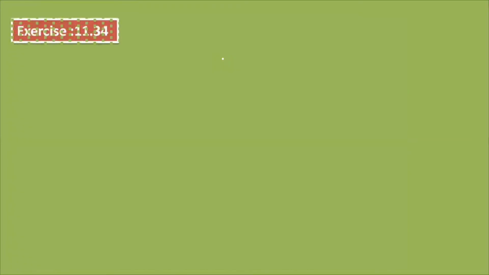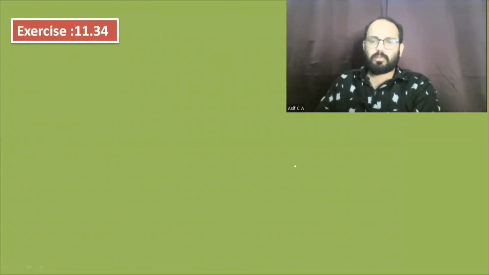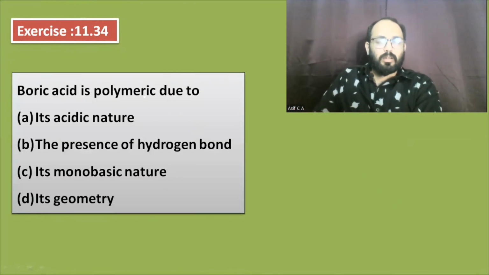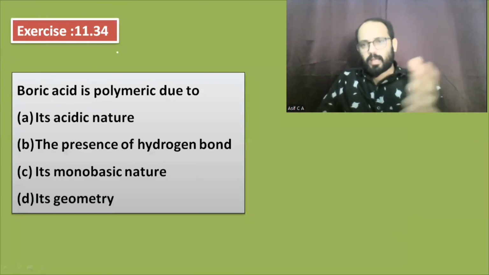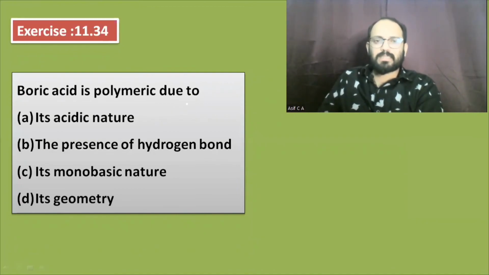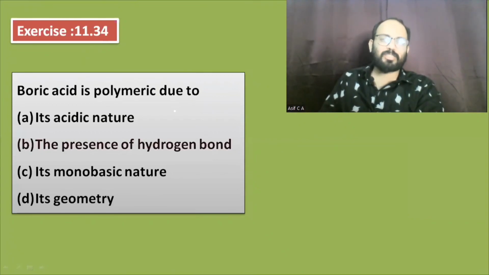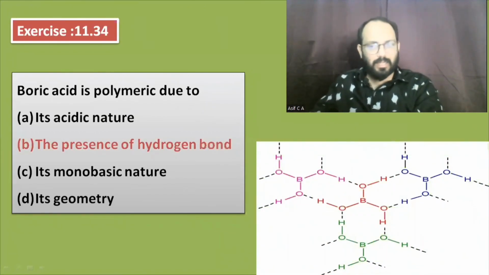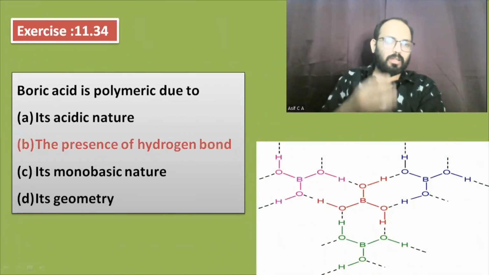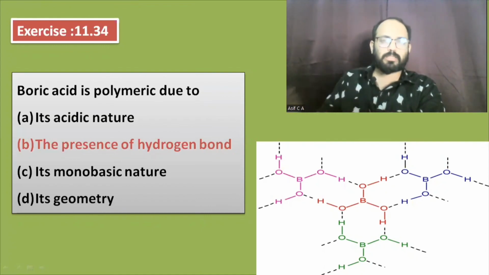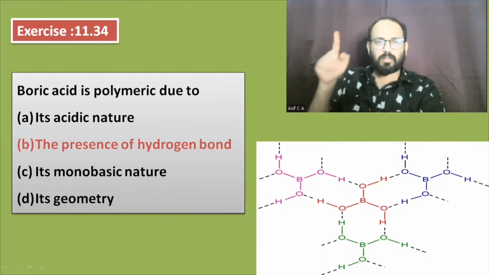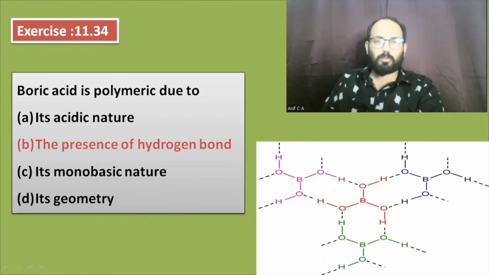Yes, you got that. Now we'll go with the exercise 11.34. Look at that. Exercise 11.34 book back. Okay. Boric acid is polymeric due to hydrogen bonding. Exactly. You can see the hydrogen bonding. Hydrogen bonding இருக்கிறதால boric acid is having this polymeric structure. HFக்கும் நாம சொன்னோமே, HF is also polymeric, right? Yeah, due to hydrogen bond.